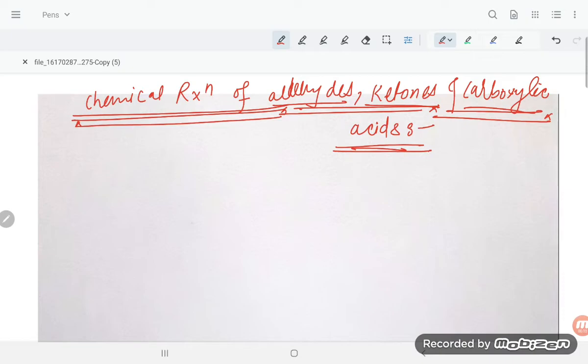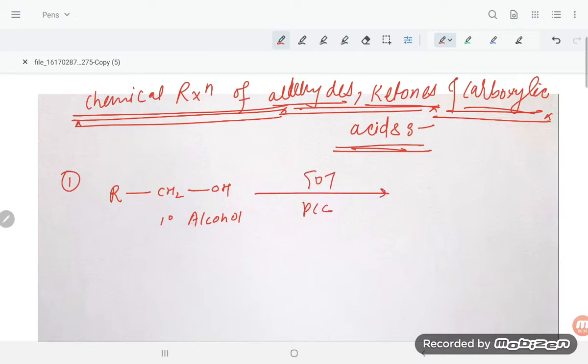So how can you prepare them, students? The first method we are going for is the preparation by oxidation of alcohol. So RCH2OH is a 1 degree alcohol, and if you use an oxidizing agent like PCC, what will happen, students? PCC will convert it into the aldehyde.